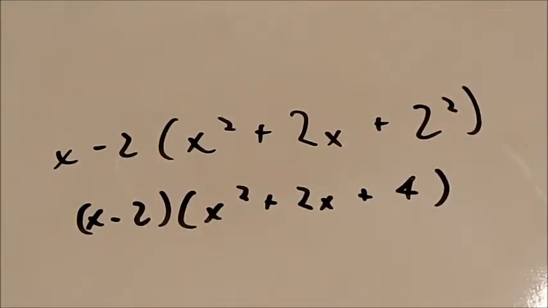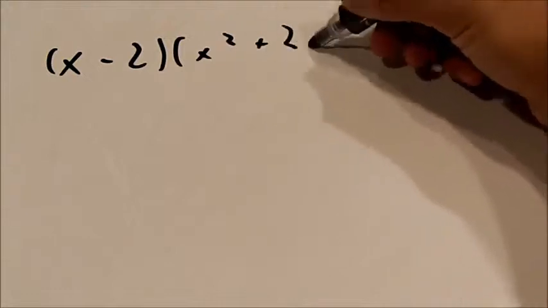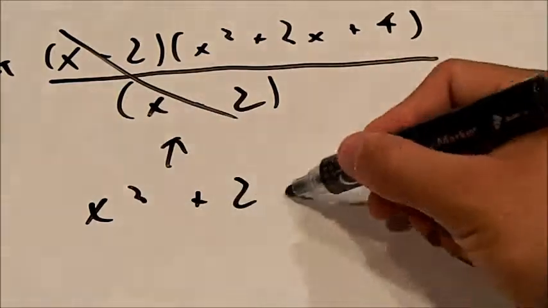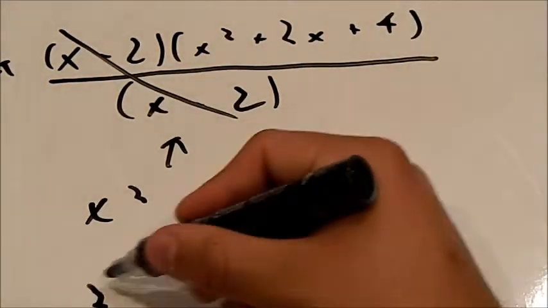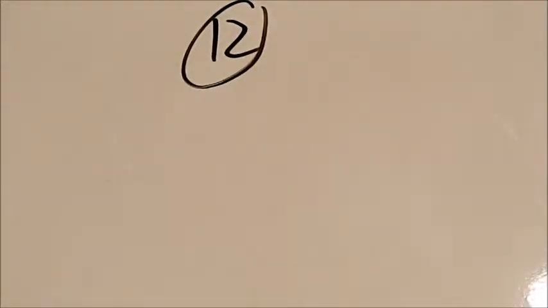Now if we want to rewrite this in the original function, we would write it as x minus 2 times x squared plus 2x plus 4 over x minus 2. Since we have an x minus 2 on the top and an x minus 2 on the bottom, we can cancel them, and we would be left with x squared plus 2x plus 4. Now we can find the limit as x approaches 2 by just plugging in 2 for x. If we did that, we'd get 2 squared plus 2 times 2 plus 4, which comes out to be 12.